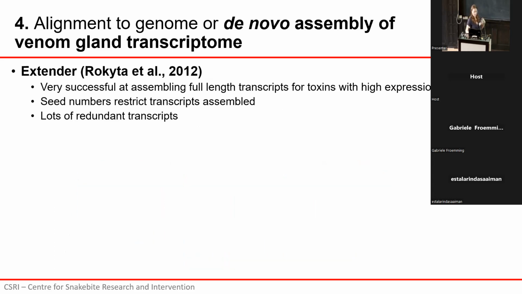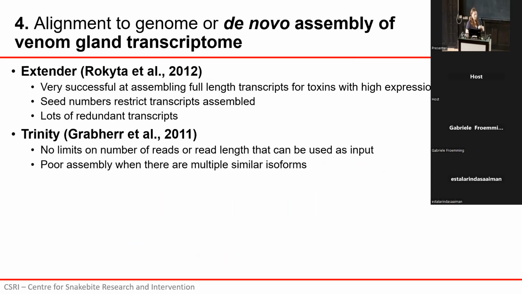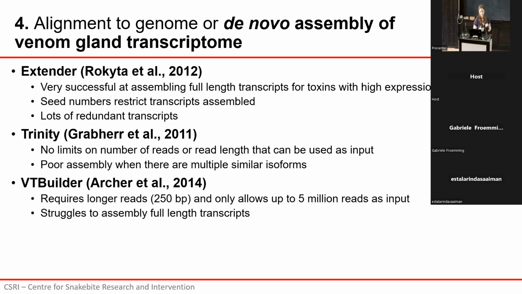A couple of assemblers I like: Extender I found to be quite successful. It assembles really abundant transcripts quite well. Trinity assembles the lower abundance transcripts, but it really suffers with the ones that are highly abundant, so it's not going to assemble metalloproteases at all. It really struggles with that, and even with some three-finger toxins, so be very careful with Trinity. There's also VT Builder, which does okay. Extender is still my favorite by far.